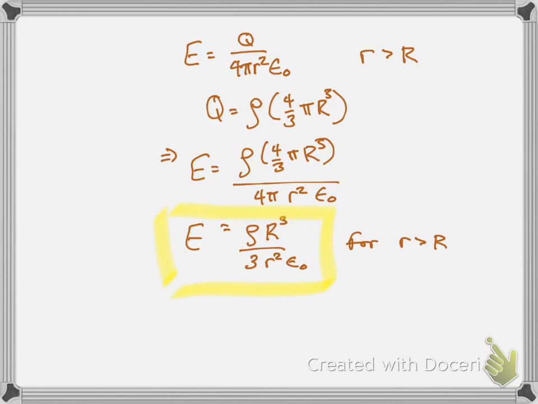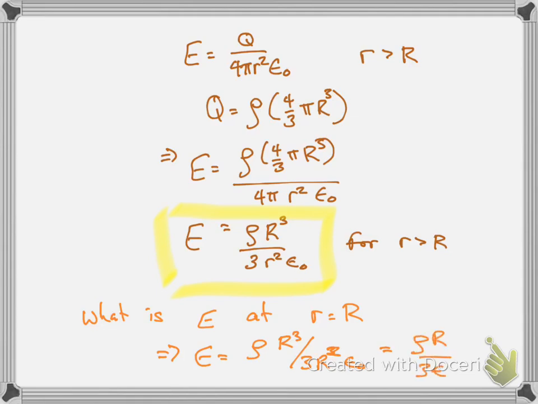So what is the electric field when little r is equal to big R? Let's find a better color. What is E at little r equals big R? At the surface of the charged sphere, what is the electric field? Well, we just plug in little r equals big R. So therefore, E is equal to rho R cubed over 3 R squared epsilon 0, right? We're plugging big R for little r, and so therefore that is rho R over 3 epsilon 0.